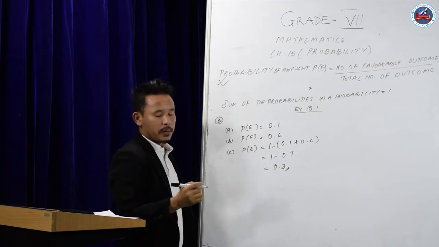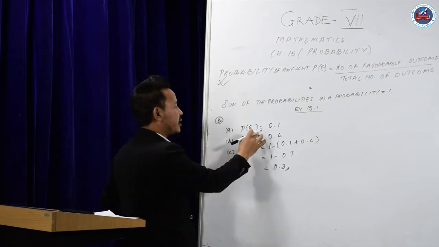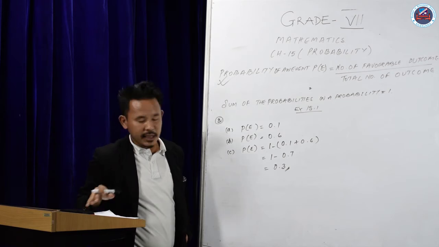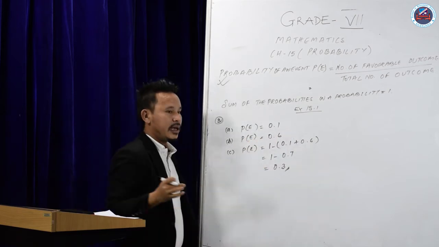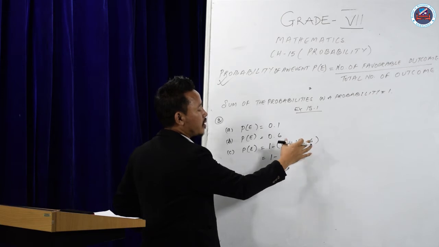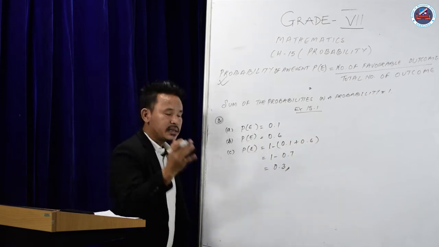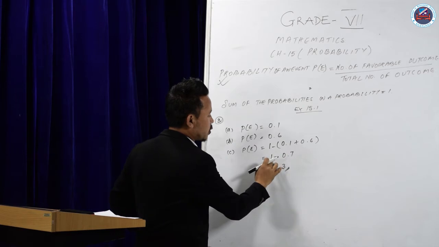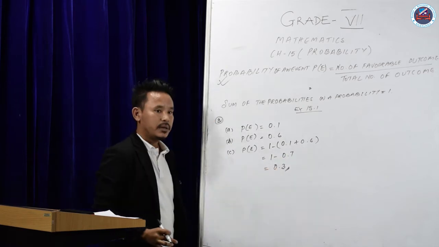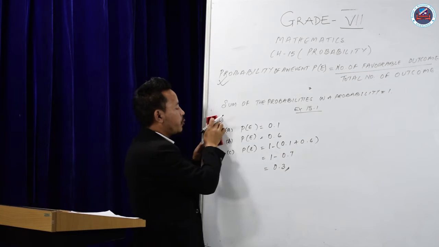That means the probability that a team will not win is 0.1, the team will not lose is 0.6, and the team will draw. That means the total probability minus the sum of the probabilities that it will happen, that is 0.7. So 1 minus 0.7 we get 0.3. Now, I hope you are clear with this. Now we can move on.